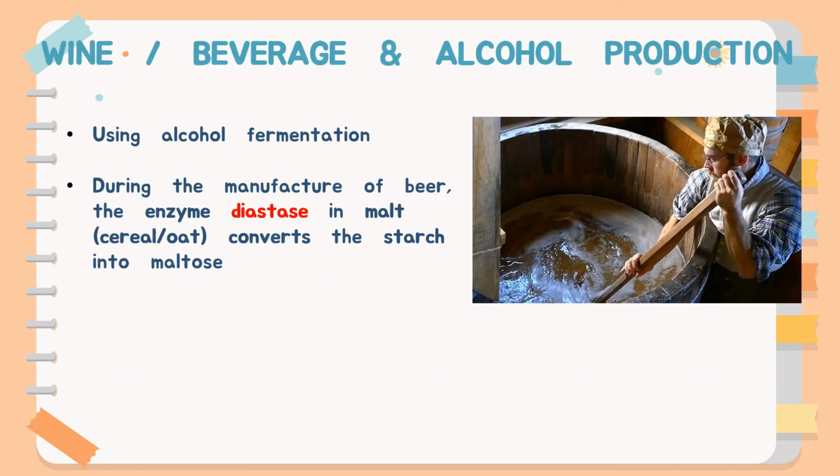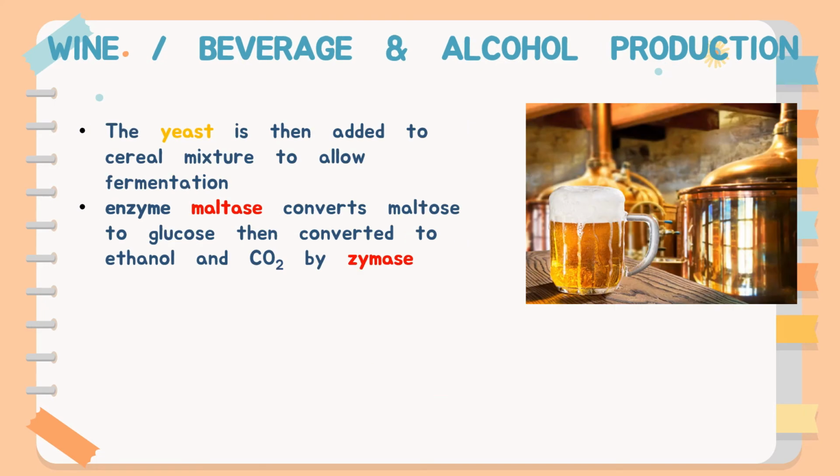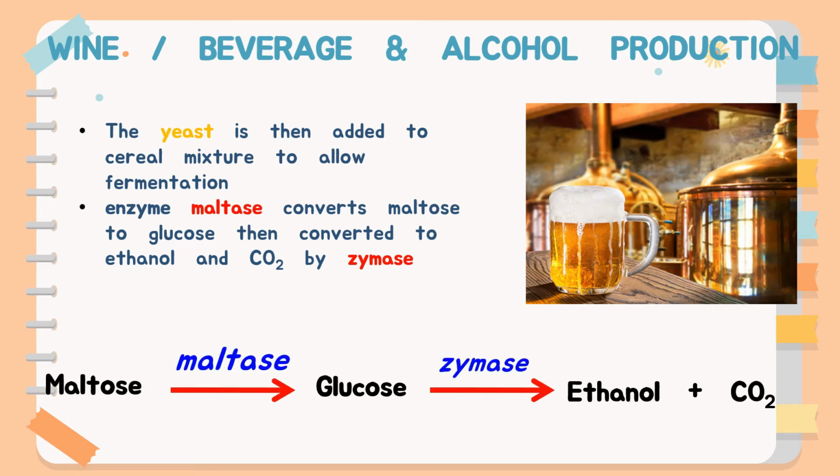The second importance is wine and alcohol production. During manufacture of beer, the enzyme diastase in malt converts the starch into maltose. The yeast is then added to the cereal mixture to allow fermentation. Enzyme maltase converts maltose to glucose, and enzyme zymase converts glucose to ethanol and carbon dioxide.